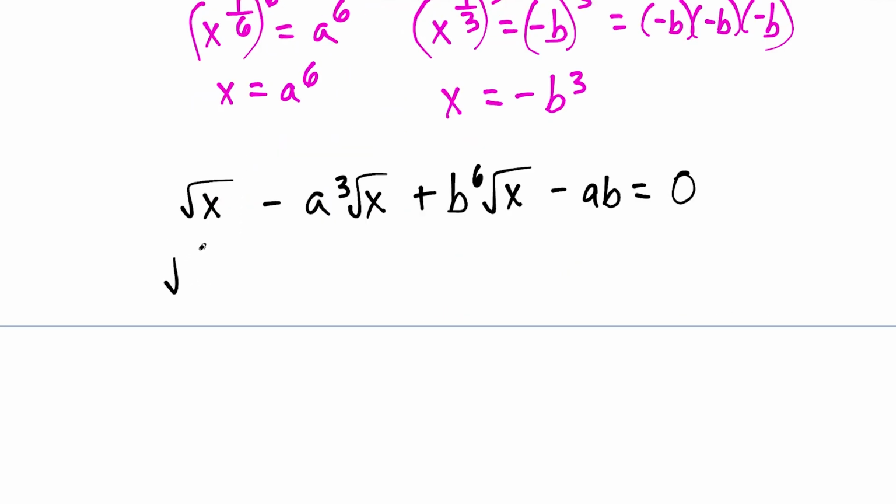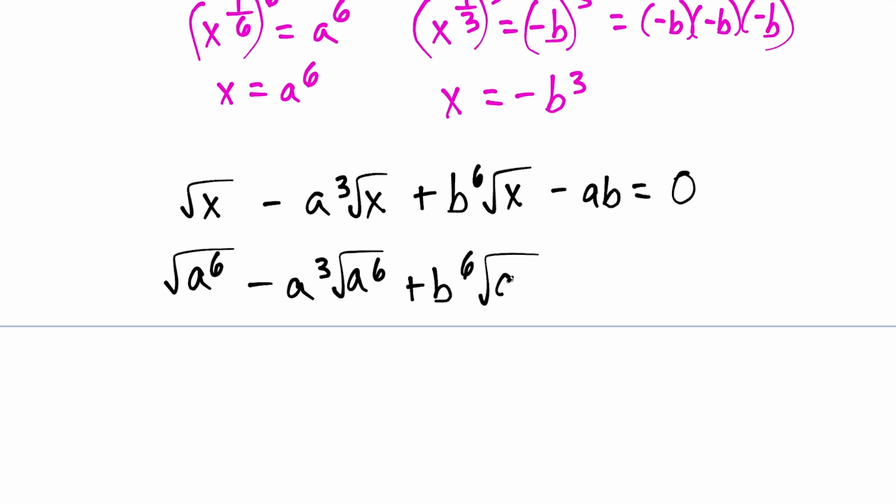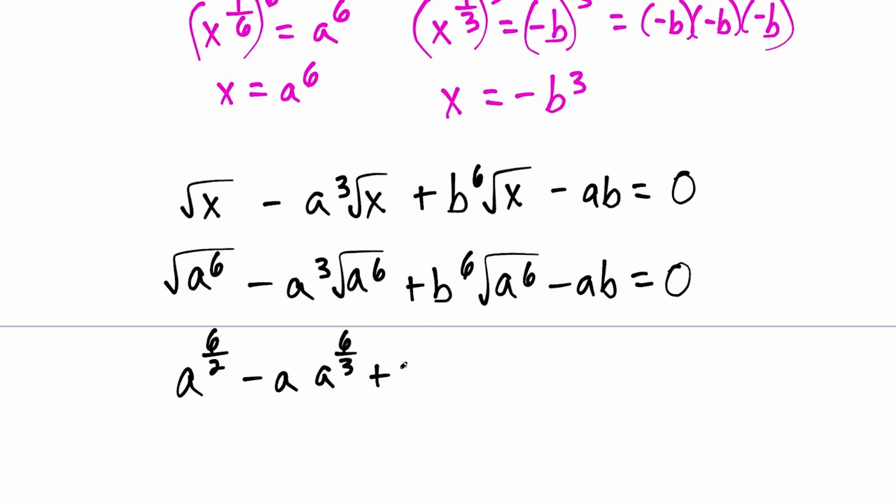So now let's check. We have the square root of a to the 6th power minus a times the cube root of a to the 6th power, and then we have plus b times the 6th root of a to the 6th power minus ab is equal to 0. So for this one here, the square root of a to the 6th power, just think of this as we have a root of 2. We could write this as a to the 6/2, and then we have minus a times a to the 6/3. We're just using power over root. And then we have plus b times a to the 6/6, and then minus ab equals 0.